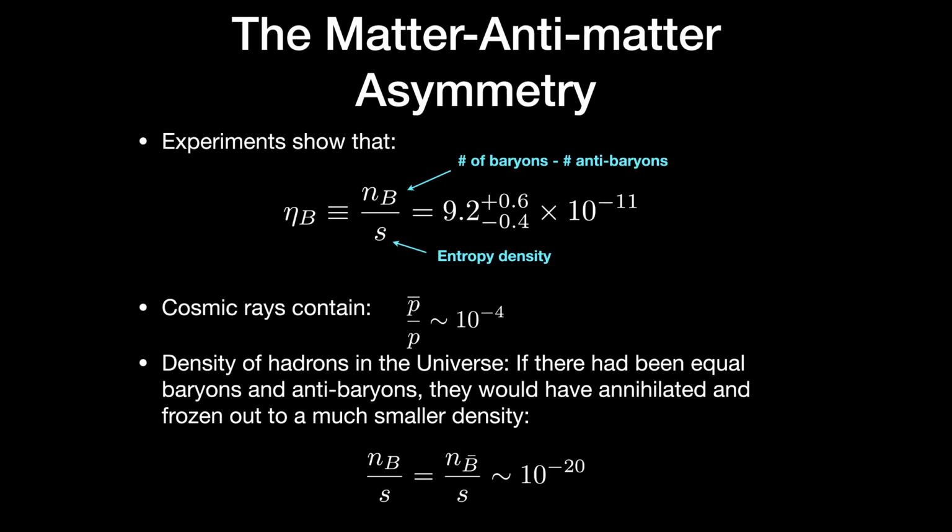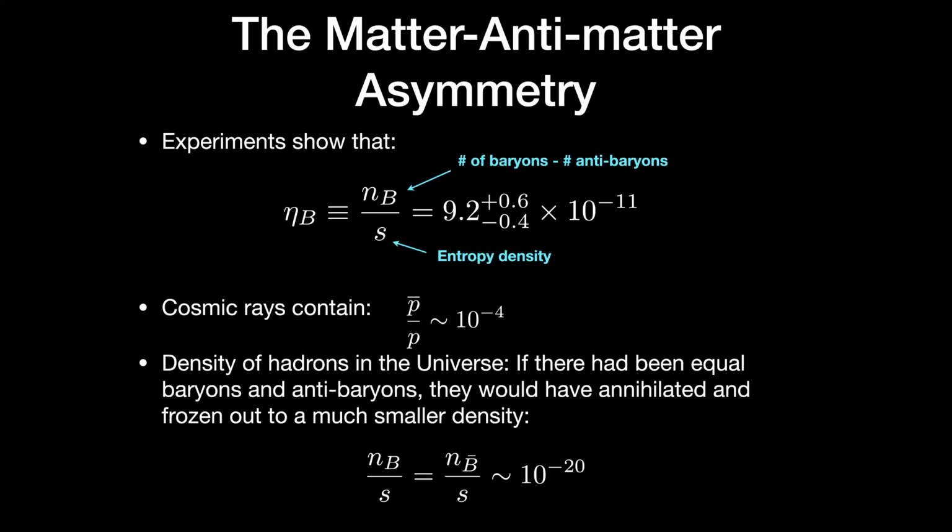Experiments put all together show that we have something like about 10 to the minus 10 imbalance between baryons and antibaryons, and that's normalized to the entropy density. There's a large number of pieces of evidence that are consistent with this picture. One of the very simple ones is just the fact that cosmic rays contain about 10 to the minus 4 antiprotons compared to protons.